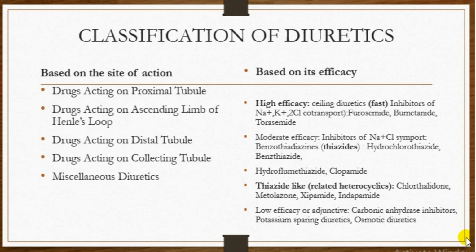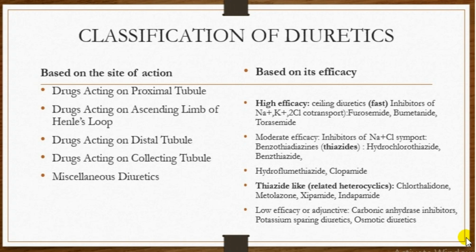This is one classification. We can also classify based on efficacy, how efficacious the drug is, and based on this we have the high efficacy, the moderate efficacy, and the low efficacy diuretics. The high efficacy diuretics are also known as the ceiling diuretics, and they are quick in action. These are basically inhibitors of the sodium, potassium, and chloride co-transport of the body. Examples include furosemide, bumetanide, and torsemide.